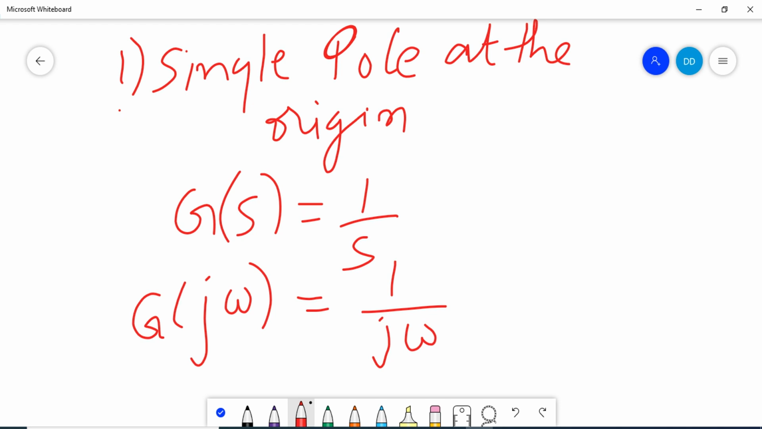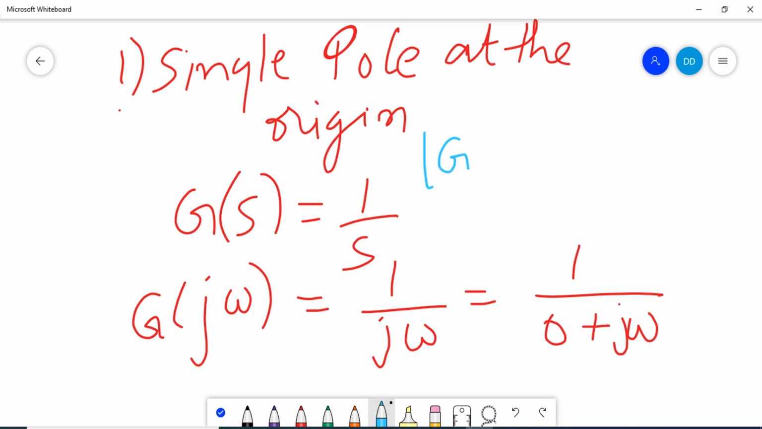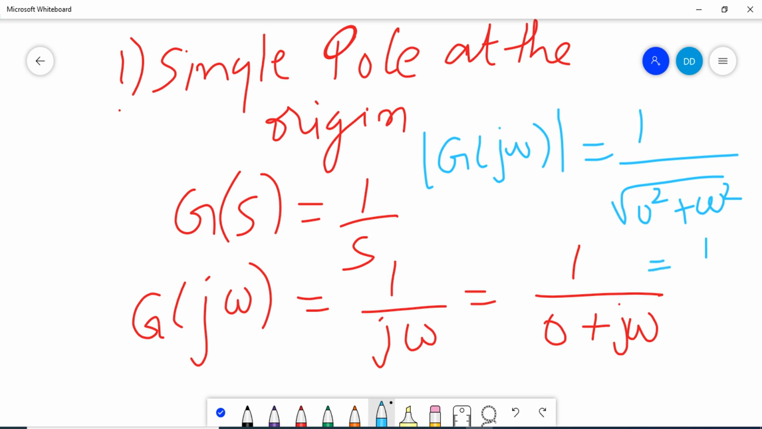Now it is seen that this is the imaginary term. So this can be rewritten as 1 divided by 0 plus j omega. We will consider the magnitude only. So how can we write the magnitude? The magnitude of G of j omega is equal to 1 by root of 0 square plus omega square, which becomes 1 by omega.